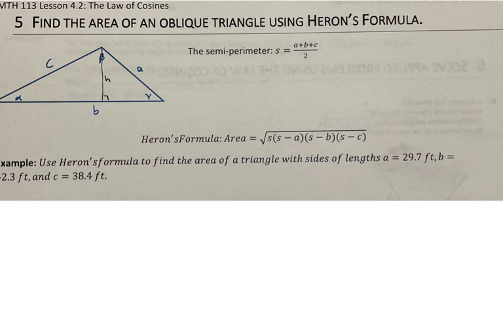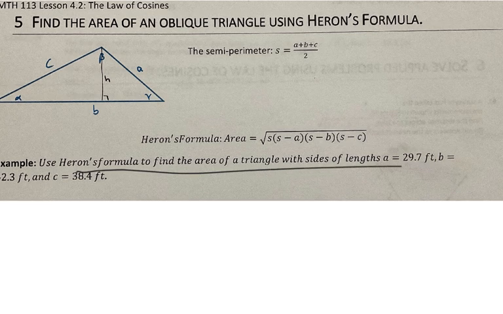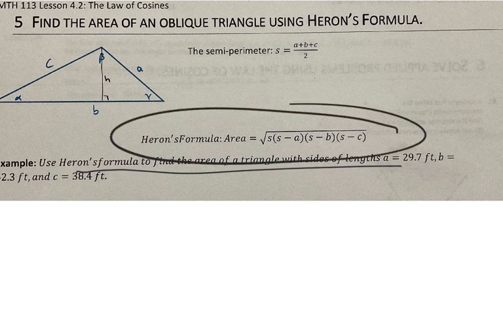So here, we want to find the area of this triangle using Heron's formula. So we know the 3 sides. Well, what's the only thing I'm missing to use this formula? I need the semi-perimeter. So S equals 29.7 plus 42.3 plus 38.4, divided by 2.